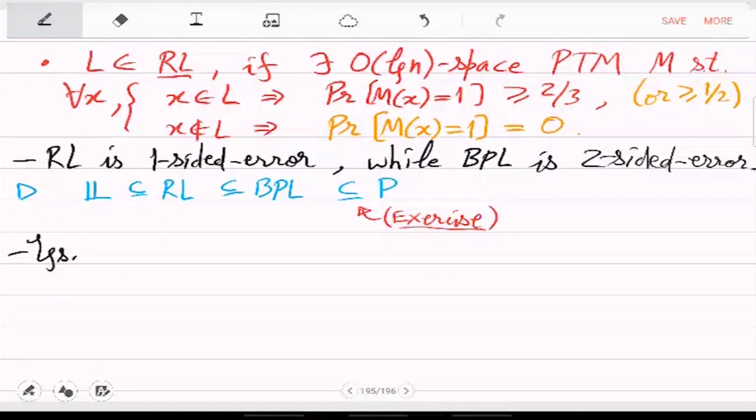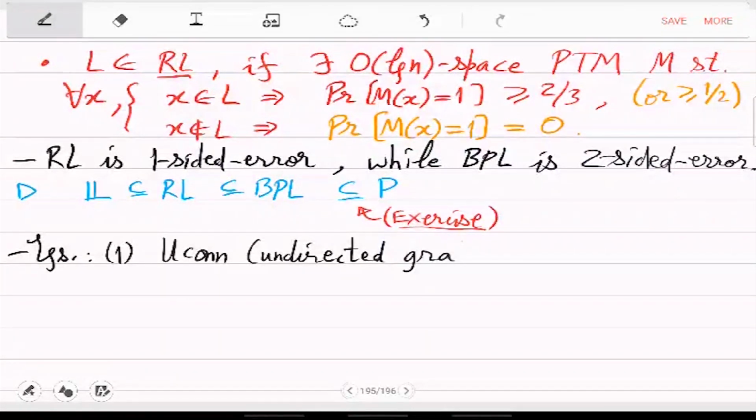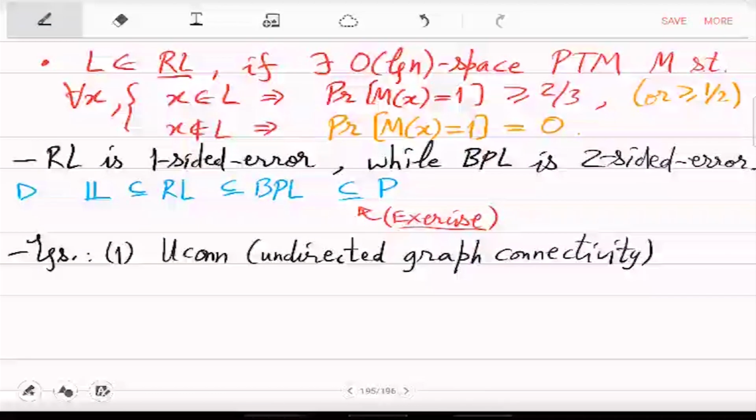Other examples are undirected connectivity. Okay, so UCon is: given a graph and two vertices S and T, whether there is a path, and for which you know a polynomial time algorithm, right, DFS.